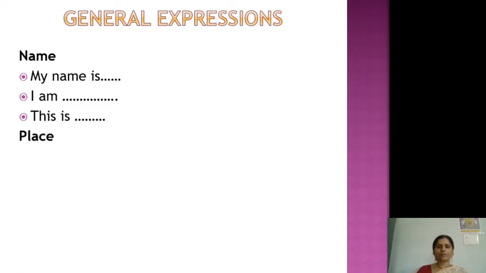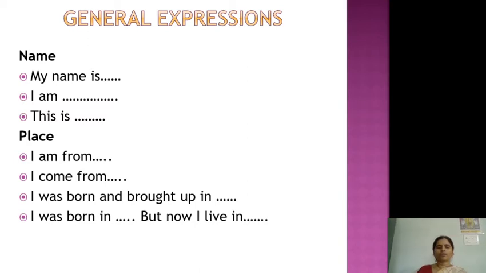Now, when you're talking about your place, you can use expressions like I'm from Nellore, I'm from Kavali. In that way, you can refer to your place. I'm from, I come from. These are the standard expressions that you can use when you are referring to your place. I was born and brought up in, or I was born in, but now I live in. It depends on what information you are going to provide about your place. So you can use these general expressions, such as I am from, I come from, I was born and brought up in, I was born in but now I am living in.